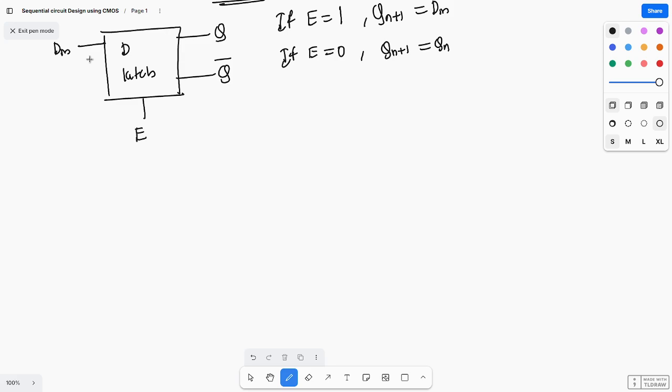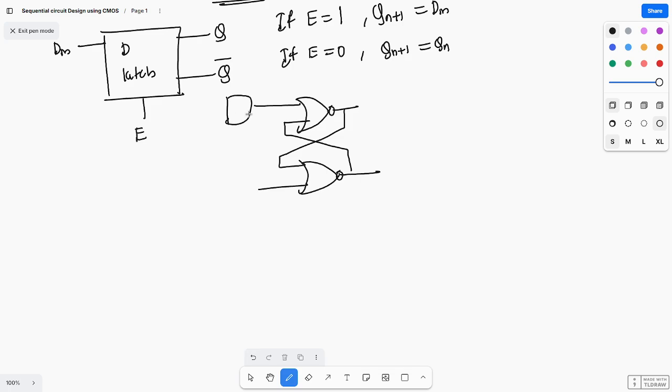It means the SR latch will give the D latch. We already saw that. This is an SR latch using NOR gates, with the outputs fed back like this, here also fed back like this. And here you need to connect NAND gates. Gated latches we already saw; this is nothing but a gated latch.